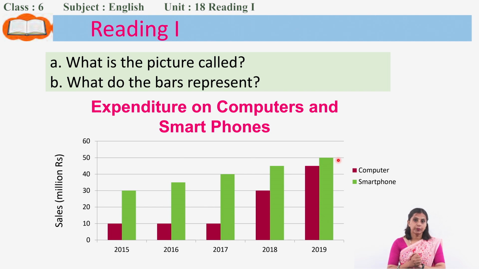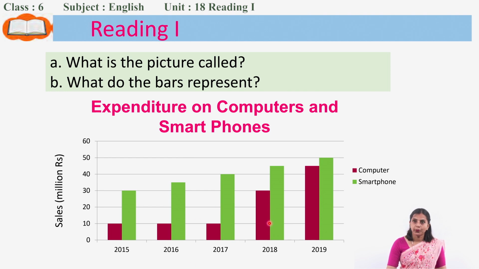5. There was an increment of 5 million every year. You know, it was steady progress, right? Not too high, not too low. It was constant growth, right? So you see, there was the growth of expenditure on smartphones from 2015 to 2019.